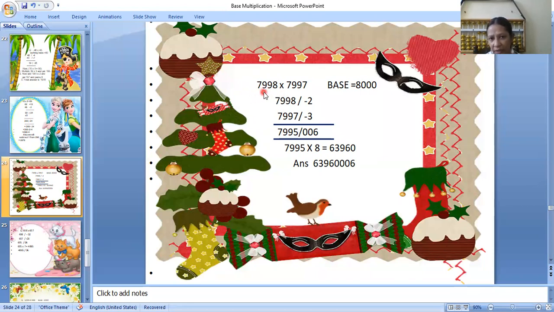Now you see this is 7998 multiplied by 7997. This is a very important question. Okay, what is the base here? Base here is 8000. So you will do 7998 minus 8000. You will get minus 2. Here you will do 7997 minus 8000. You will get minus 3. You can write minus 002 also, and here you can write minus 003 also.